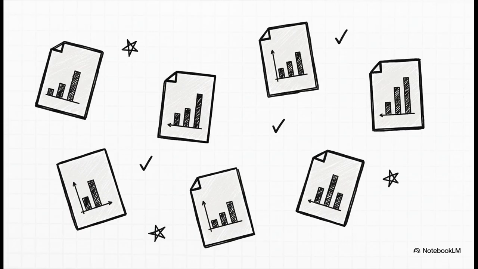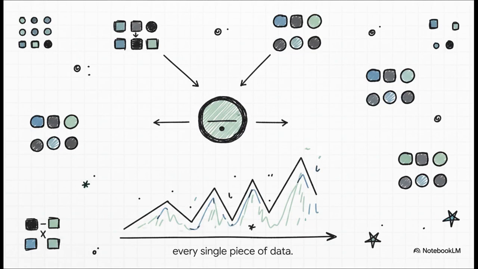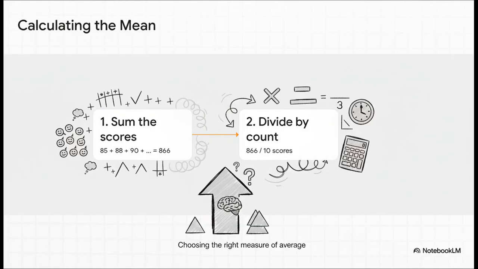And the way most of us think about average is what's officially called the mean. Yeah, the mean. This is probably what you learned in math class. It's simple. You just add up all the values and then you divide by the number of values you have. It's a really popular method because, well, it's easy, and it uses every single piece of data you've got.